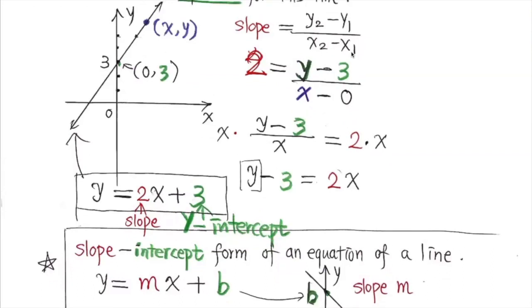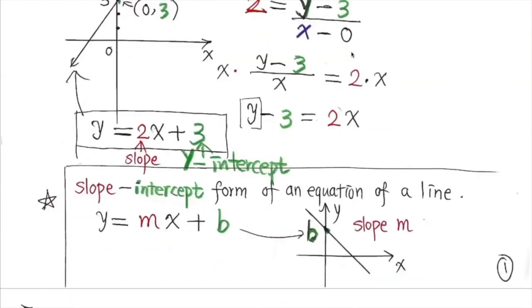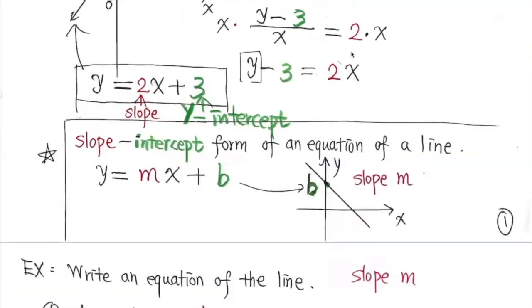So the process is very similar to this, right? In general, when we're given the slope and y-intercept, we can write the equation of the line this way, so we don't have to go through this again and again. The slope-intercept form of an equation of a line is y equal to mx plus b, where the m is the slope and the b is the y-intercept.